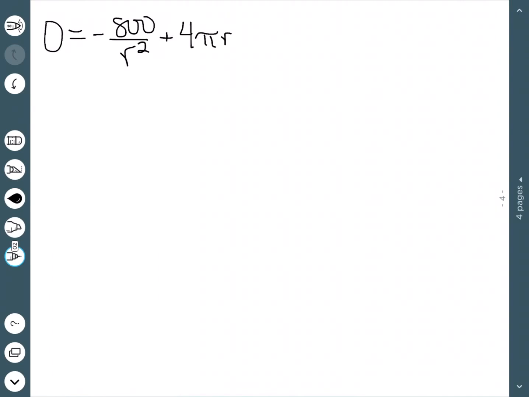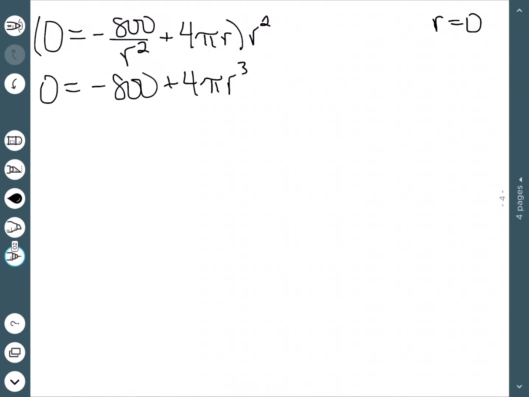And in fact, what our first derivative test tells us is that this is going to be either a maximum or a minimum if our derivative is equal to 0 or doesn't exist. So we also need to include the case that r is equal to 0. This is one of our critical points. Let's go ahead and multiply through by r squared to get rid of the fraction. We then have 0 equal to negative 800 plus 4 pi r cubed. We can add 800 to both sides and divide by 4 pi.